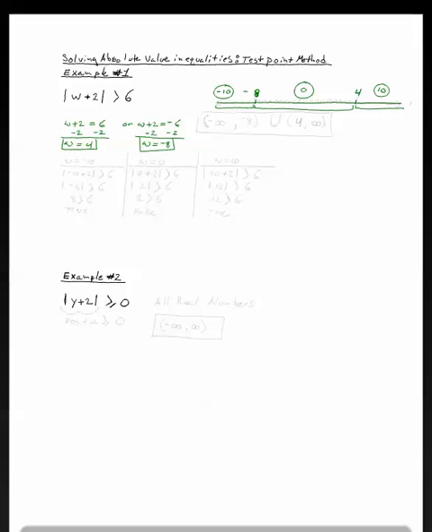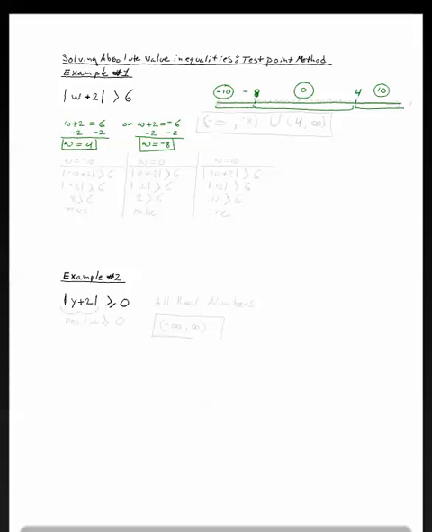What we're going to do now is test each of these points. Since the inequality is strict, it says the absolute value is strictly greater than 6. We know that our points, negative 8 and 4, won't be included in the solution set. So all we have to do is test these 3 points. And we go back to our original inequality to do that.